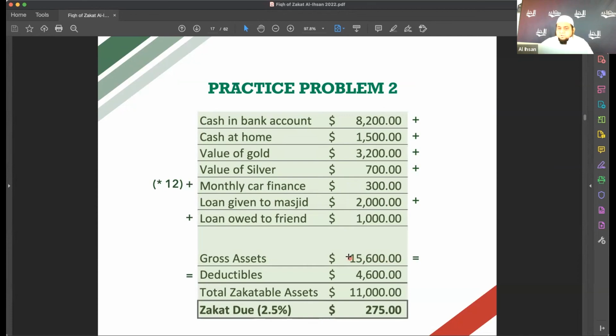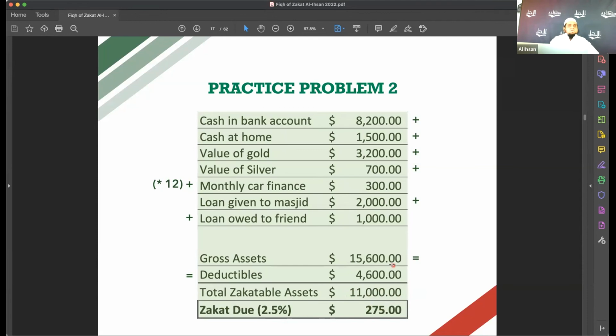Okay, what do we deduct? We deduct the car finance, but times 12. Okay, assuming this is the full capital amount. So that gave us $3,600 to deduct. And the loan that we owed our friend, we said is payable in the next 12 months. So we deduct that as well. Our total deductibles are $4,600. Once you have those, you subtract those from your total zakatable wealth. You're left with 11,000, and you pay zakat only on this 11,000, 2.5%. That gives you $275.